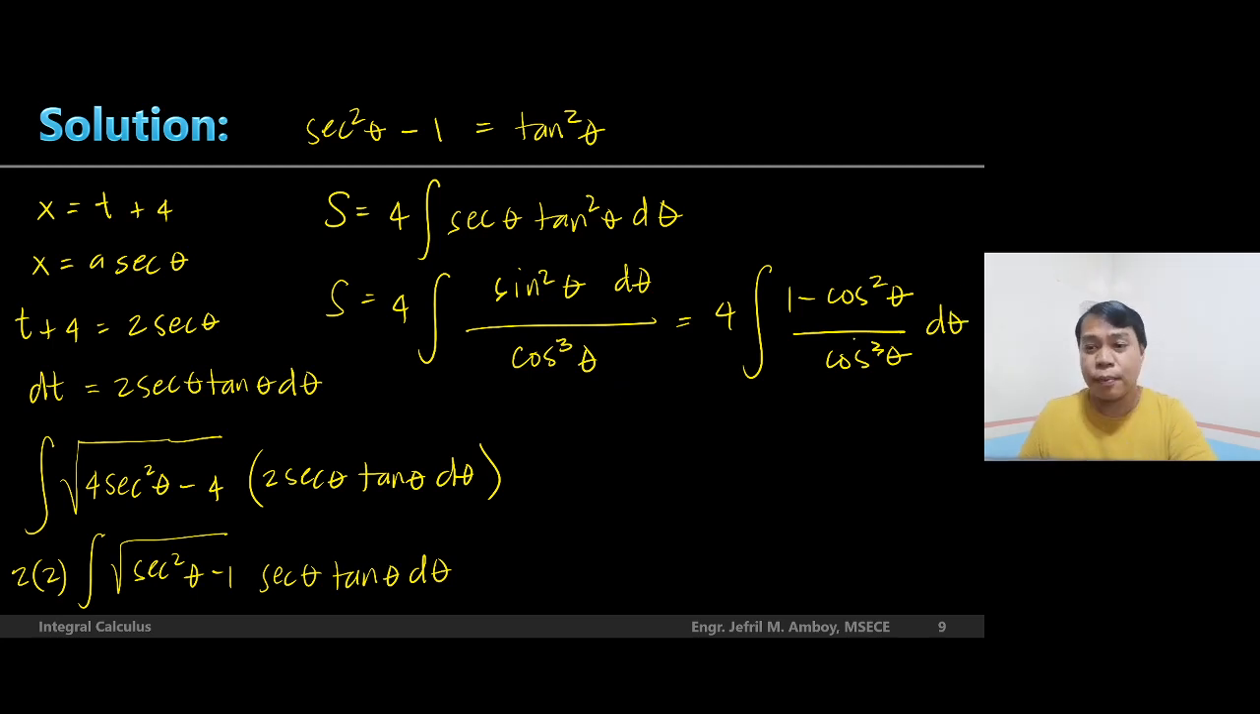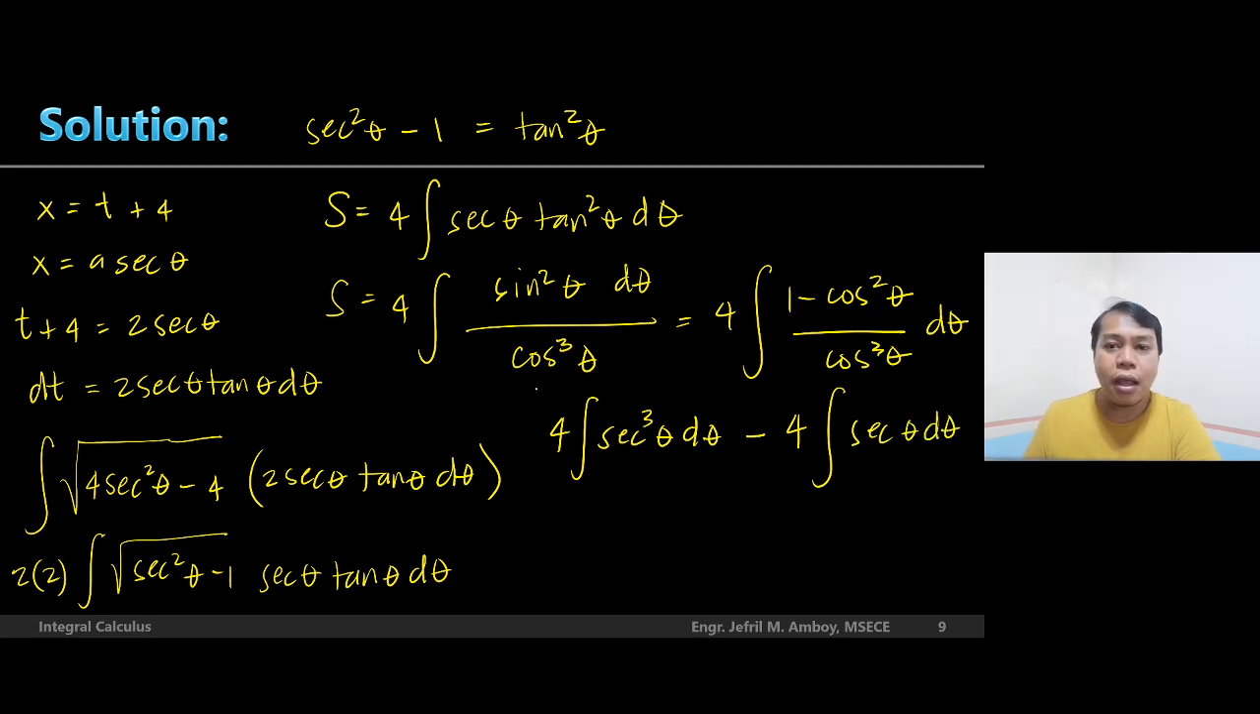Okay? So, pwede natin paghiwalayin yan ng dalawang terms, no? 4 times the integral of, what is 1 over cosine cube? That is secant cube theta d theta. And then minus 4 times cosine squared over cosine cube. May matitira na 1 over cosine or simply secant theta d theta. Okay? Now, limits na lang yung kulang natin, no? Limits.